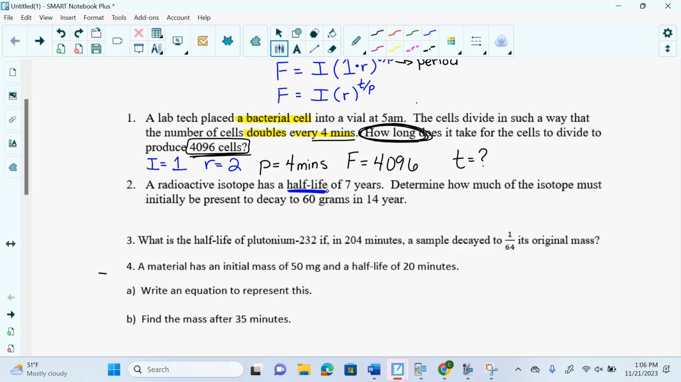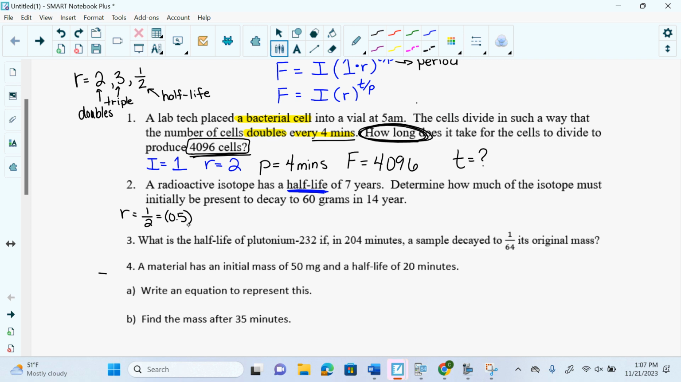R is either 2 or 3 or a half. This is if it doubles. This is if it triples. This is if it's half-life. So I could use a half or I could use 0.5. So our R is a half, or we could say 0.5. It's the same thing. Don't know why I put it in brackets, but you're welcome.